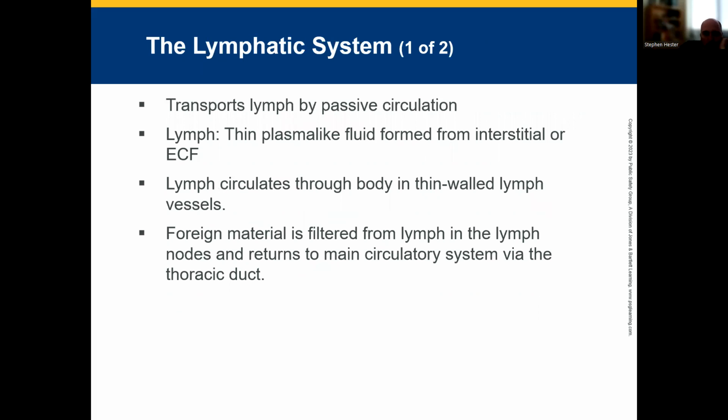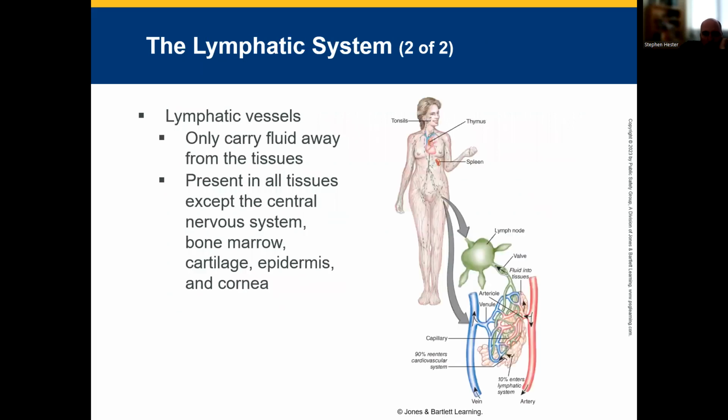All right, the lymphatic system, this thin plasma-like fluid formed in the interstitial area. What it does, the lymphatic system only carries fluid away from the tissues. It's present in all tissues except the central nervous system, the bone marrow, cartilage, epidermis, and cornea.